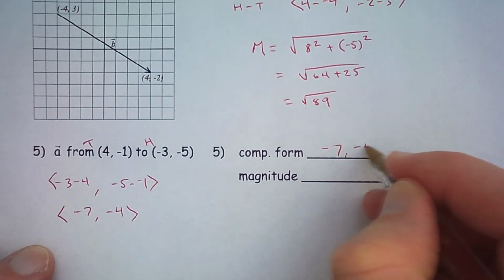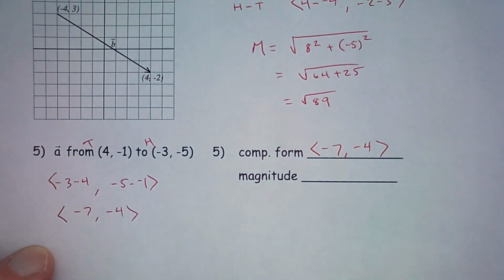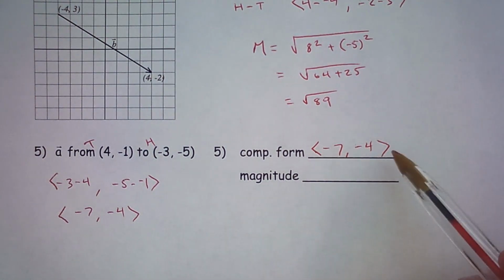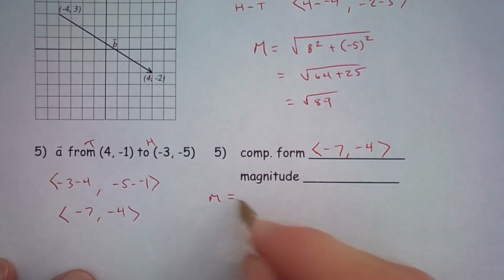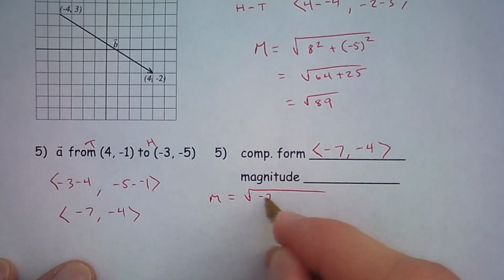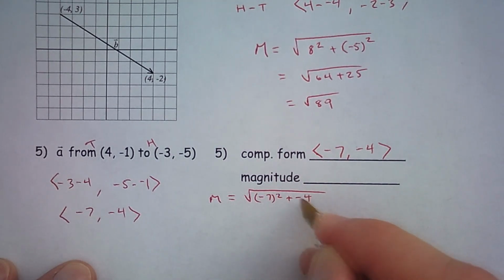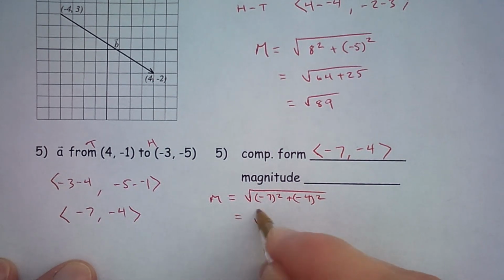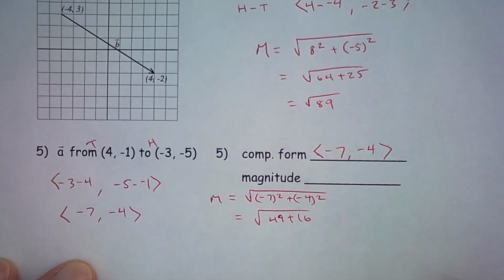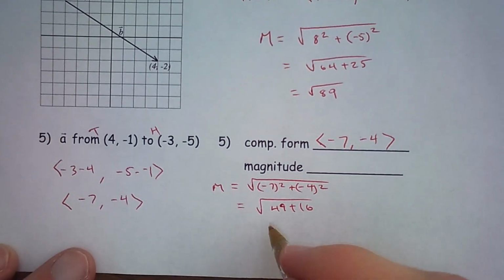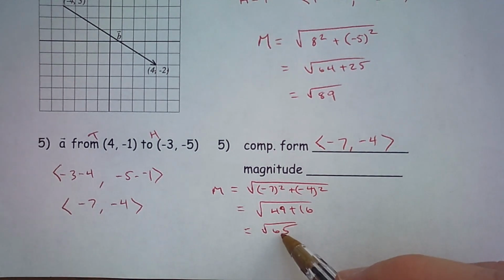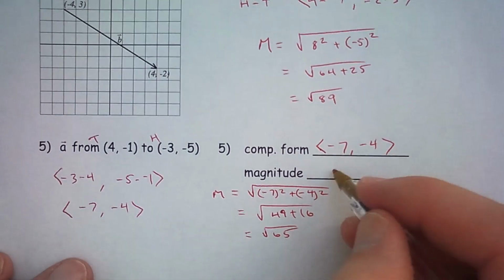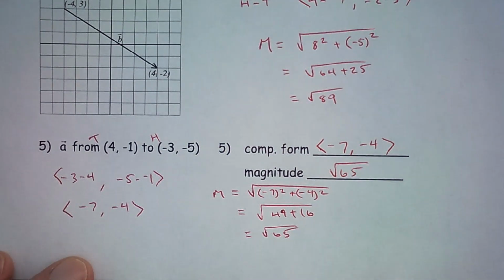So negative 7, negative 4 is component form. And we want to make sure when we write component form, we put it inside of these chevrons. Okay, so the magnitude is the square root of the x component squared plus the y component squared. So that's 49 plus 16. 49 plus 16 is 65. Okay, now 65 is 5 times 13, but I don't think I'm going to get any square numbers that go into 65. So I cannot simplify this one.